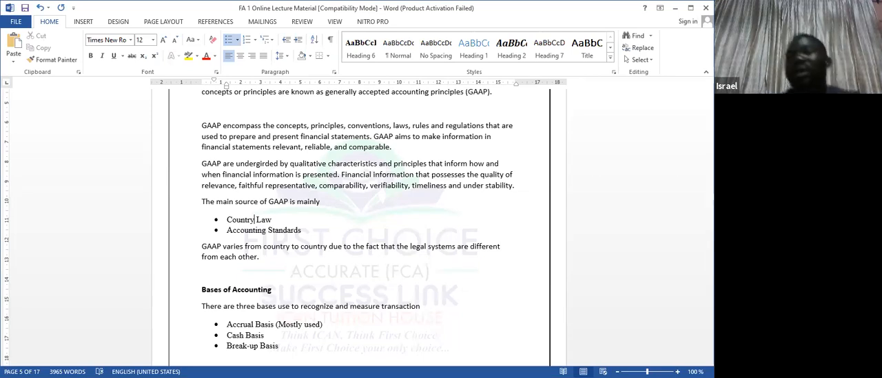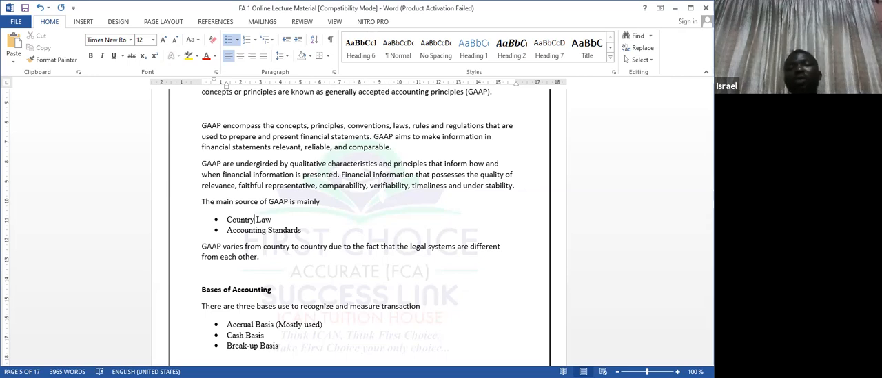So now, because of that, GAAP varies from country to country. You know why GAAP varies from country to country? Because each country has its different rules that govern, regulate or guide them on how to prepare their financial statements. So that's why sometimes you hear US GAAP, Canada GAAP, Nigeria GAAP. The reason is that the country law varies from one place to another.